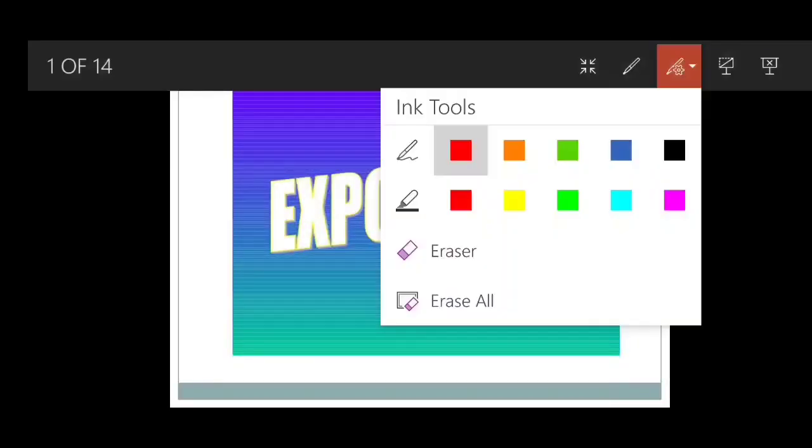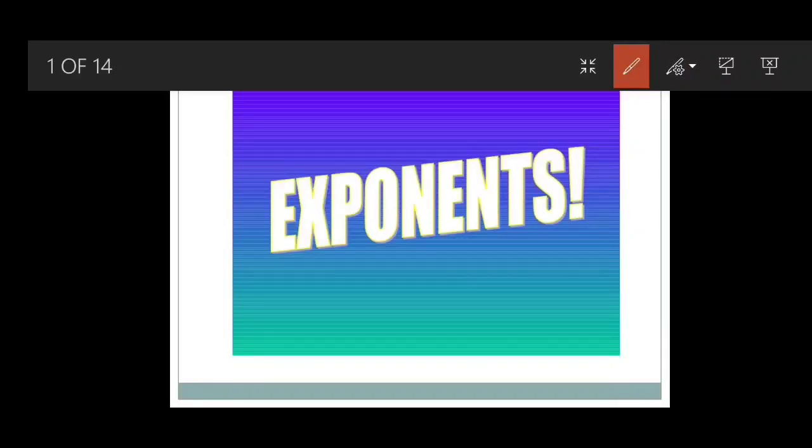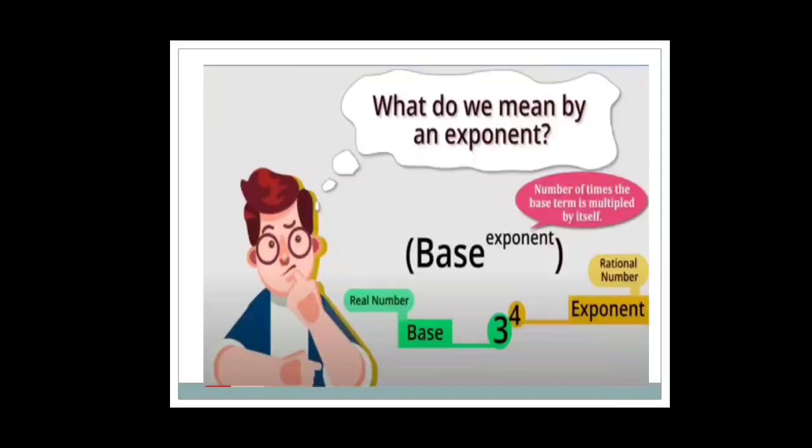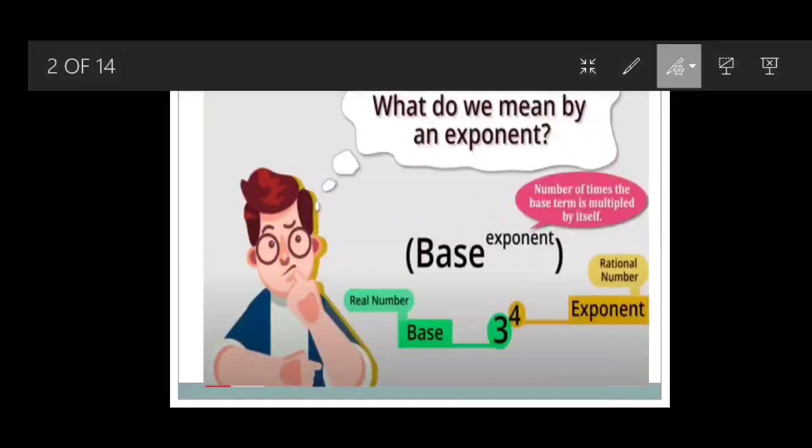Today we are going to learn about exponents. What do we mean by exponents? We should try to understand it. For that, we should understand what is base and what is exponent.